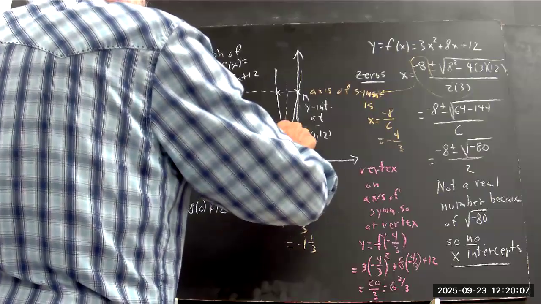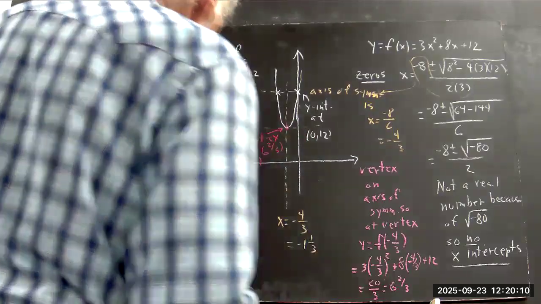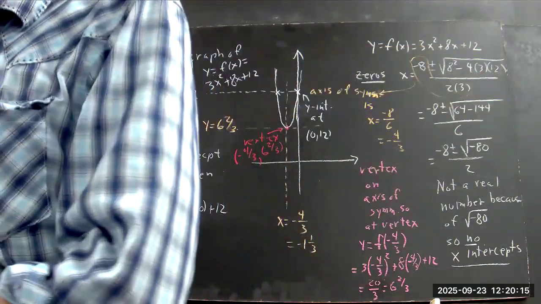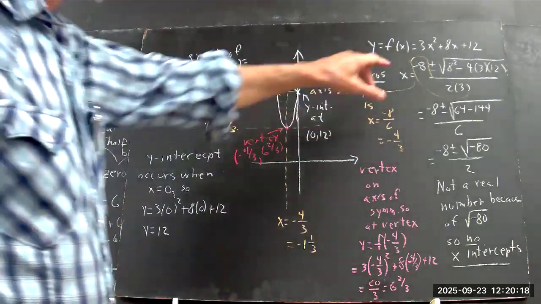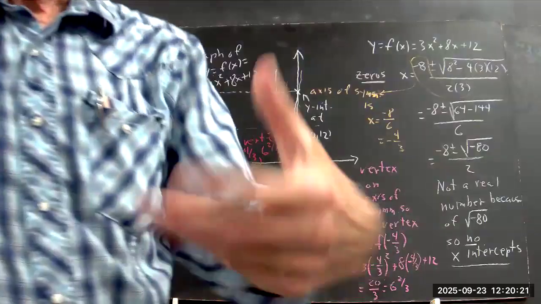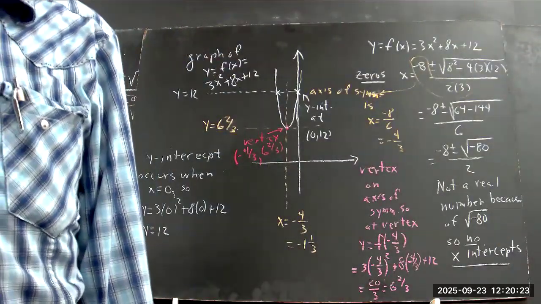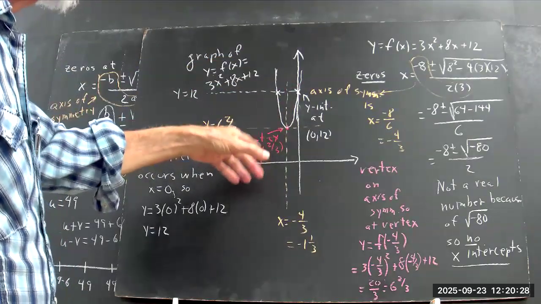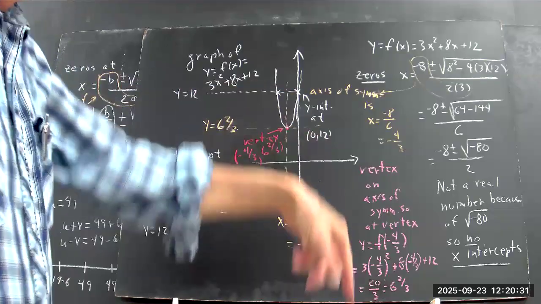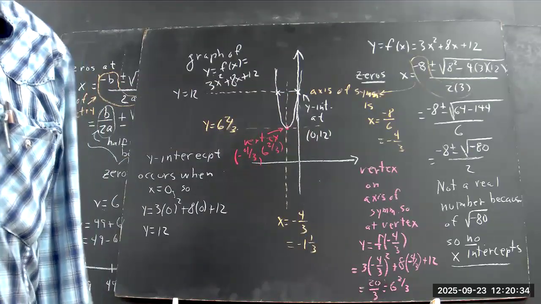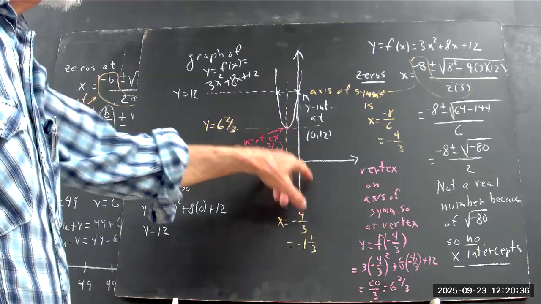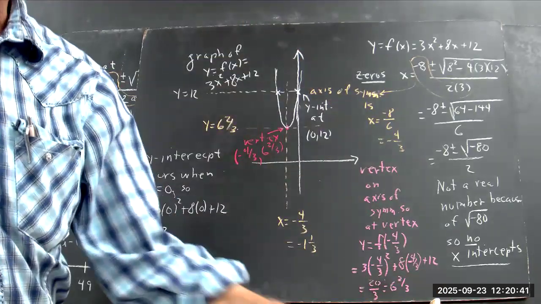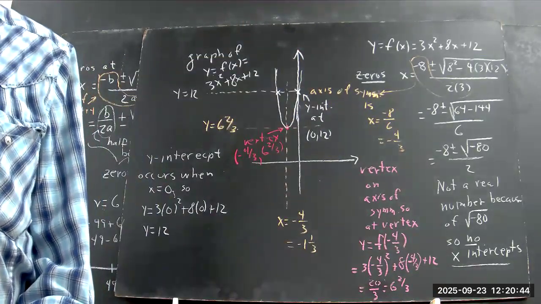It's at -4/3, 6 2/3. I can find the y-intercept because that occurs when x equals 0, so it's really easy to see. The y-intercept has to be 12. The y-intercept is above the vertex, so the parabola can't be a downward parabola. So it's an upward parabola with a vertex above the x-axis. It's not going to go through the x-axis, so you're not going to have x-intercepts.